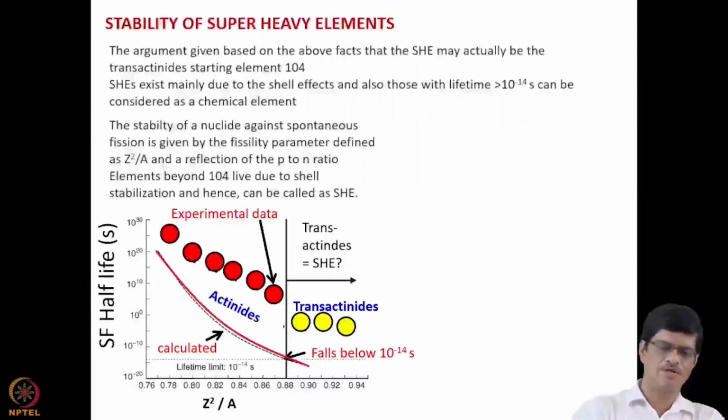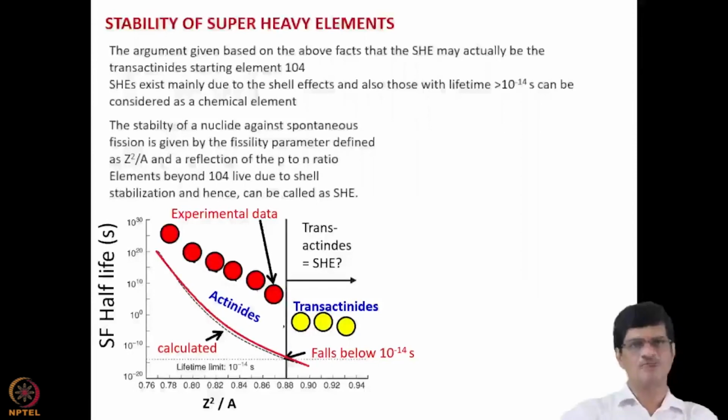fission of this radionuclide. The red line here, what I have drawn now, gives this calculated line from the liquid drop model, and those which are falling below 10 to the power minus 14 seconds, we call them non-existent. So somewhere between nobelium and rutherfordium, we find this region with the x value of 0.88. So x is nothing but the fissility parameter, Z square by A. With this value, we can say that those elements will be non-existent.